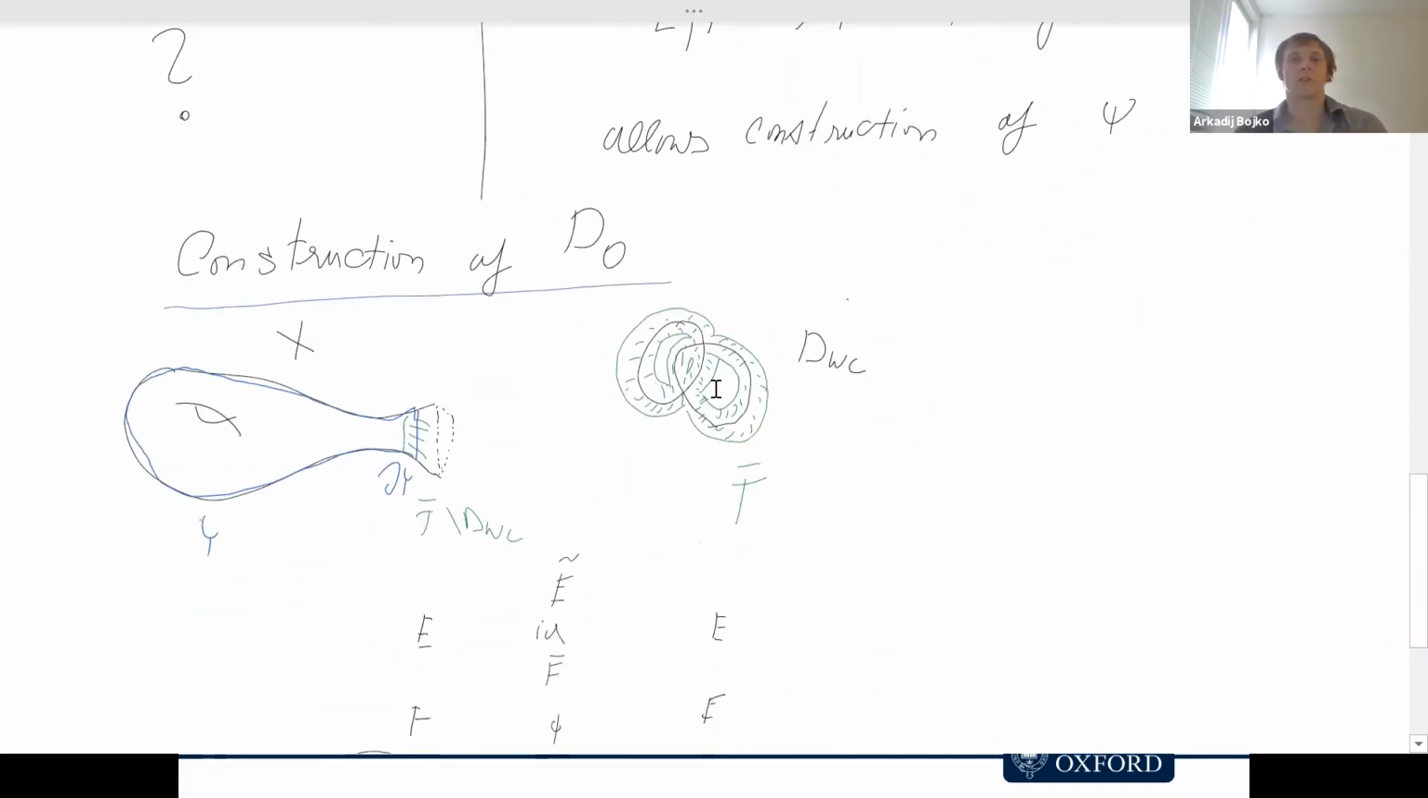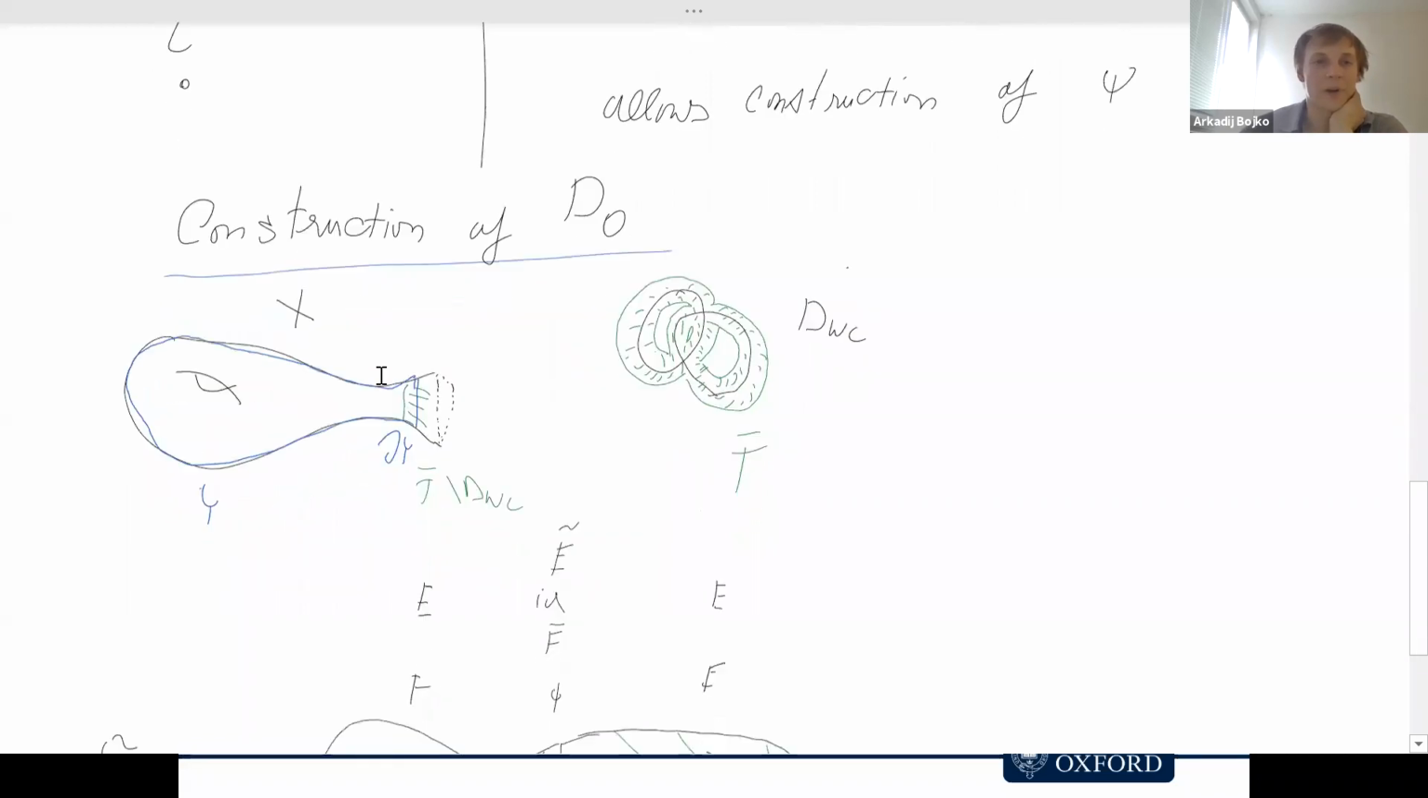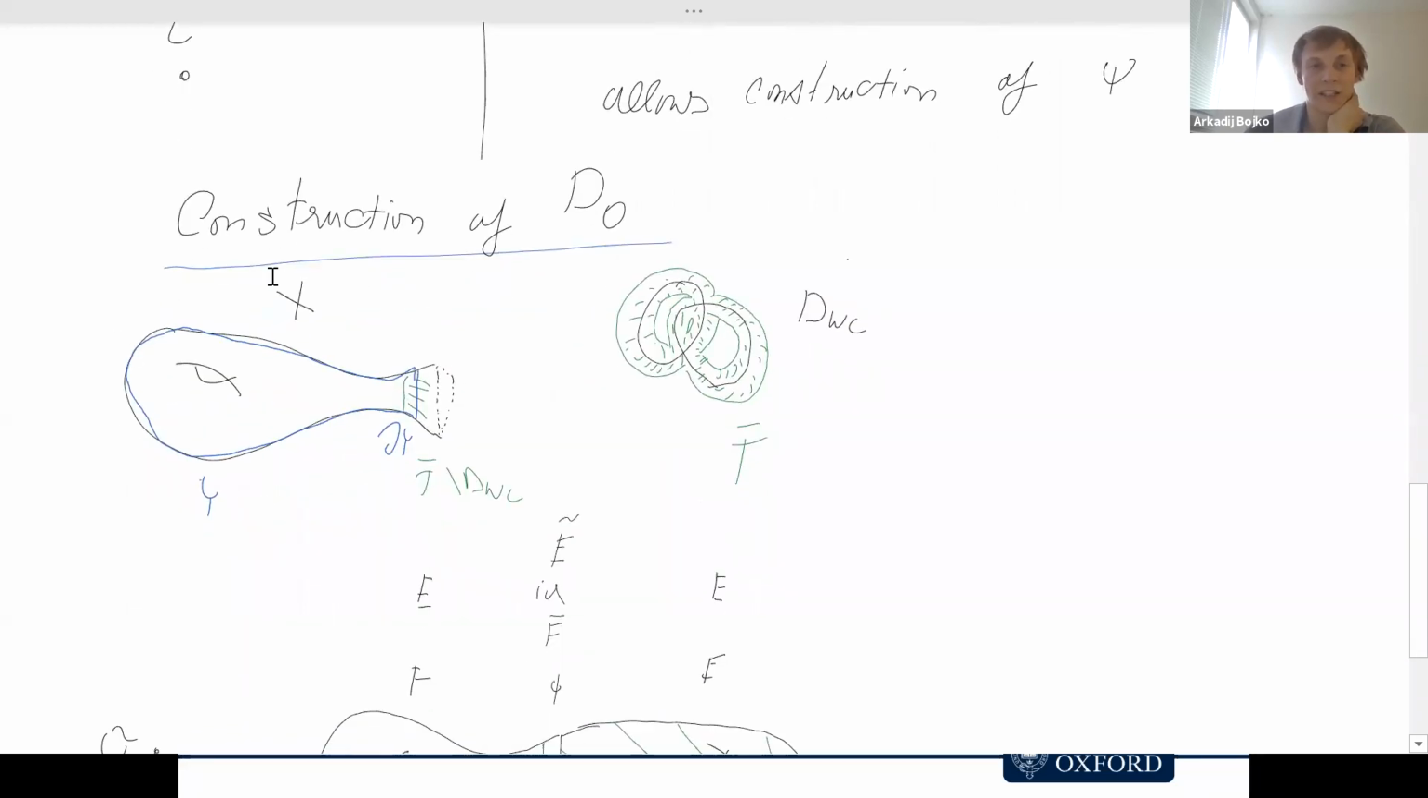Right. So I have here my X, this non-compact Calabi-Yau fourfold, and the divisor D_NC is some codimension one thing, which has normal crossings, meaning that the irreducible components, which are smooth manifolds, intersect normally. So these are the black circles. And what I do is I thicken it in a slightly more complicated way.